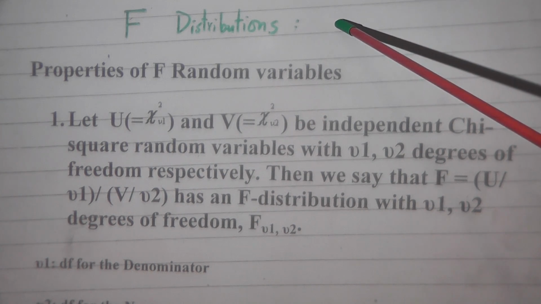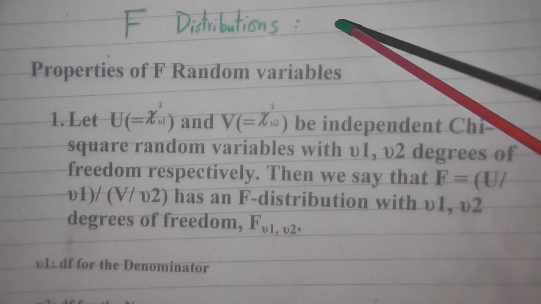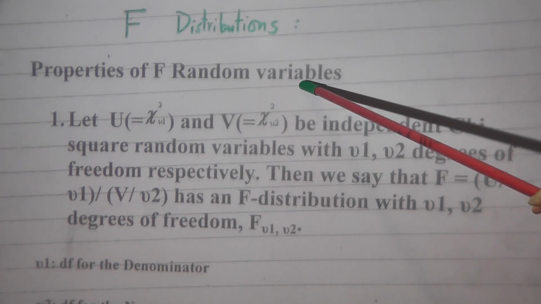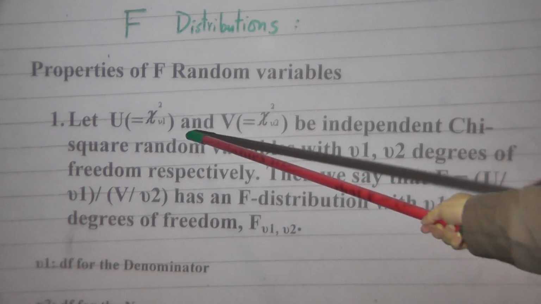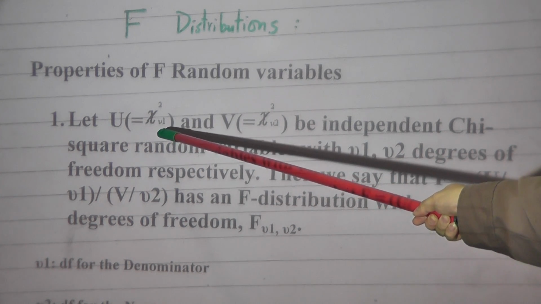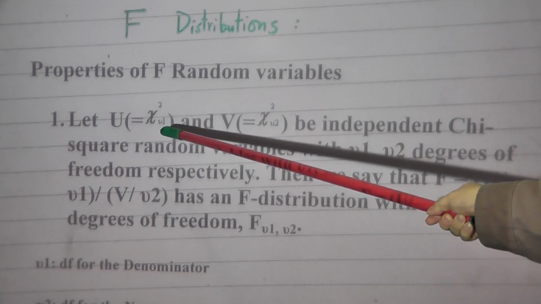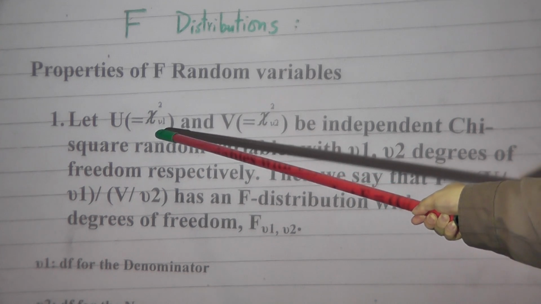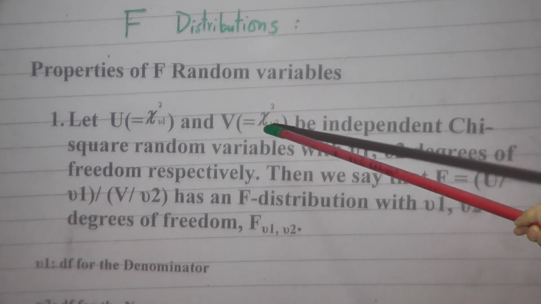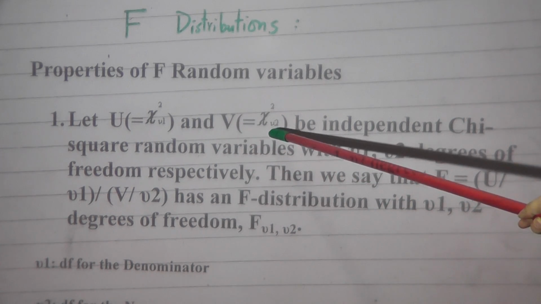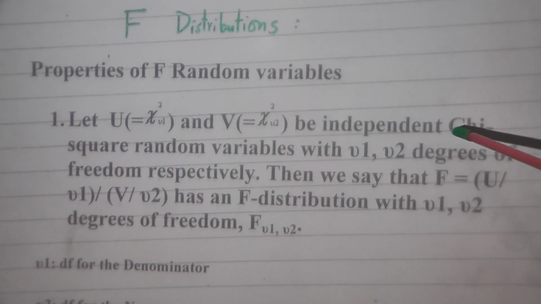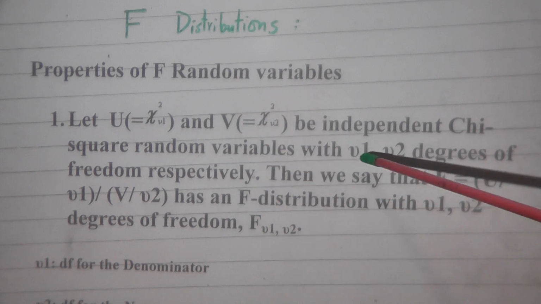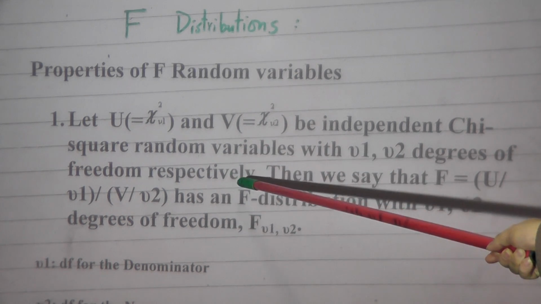We now introduce F distributions. Properties of the F distribution, or we say properties of F random variables. Property 1. Let U and V, where U is a chi-square random variable with nu 1 degrees of freedom, and V is a chi-square random variable with nu 2 degrees of freedom. Let U and V be independent chi-square random variables with nu 1 and nu 2 degrees of freedom, respectively.